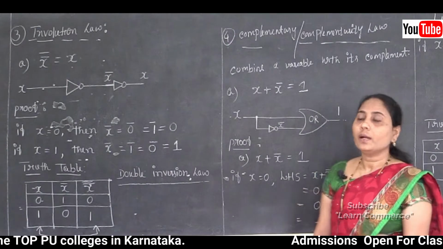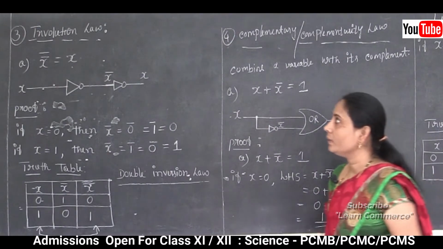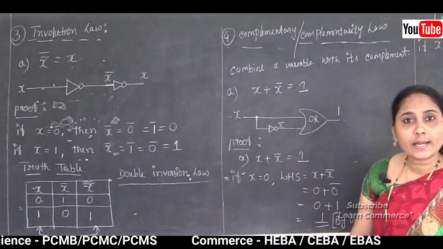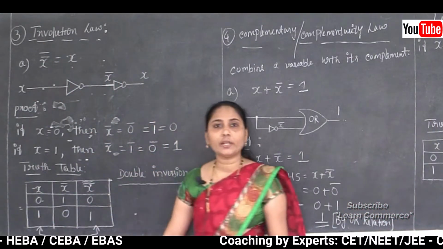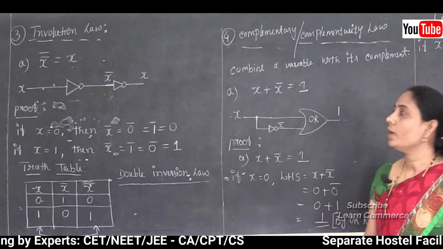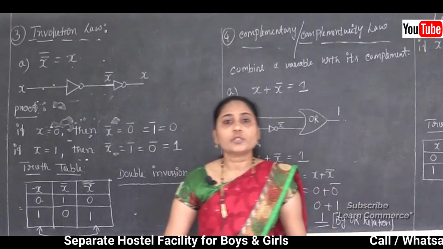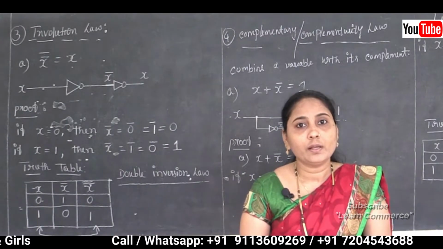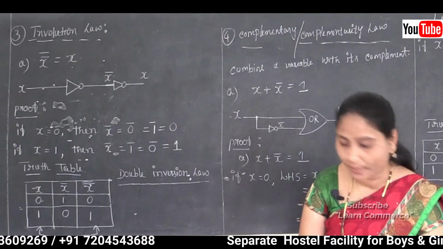After completing the properties of 0 and 1, and the idempotence law, now let's look at the third law, called the involution law. Involution law. And what does the involution law say? This law states that if the complement of a variable is complemented again, we get the same variable.